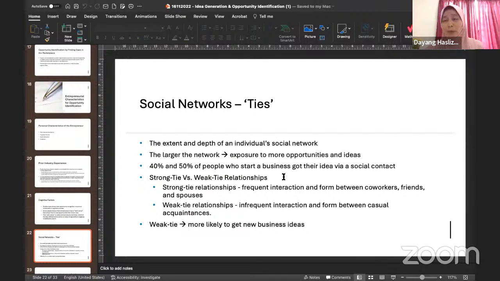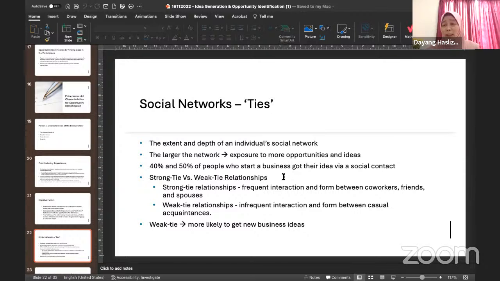The larger your social network, the larger your exposure, and also more ideas and opportunities. From research, from surveys, it's found that 40 to 50% of people who start a new business got their idea from social contact. And this social network can be categorized into two: strong tie relationships and weak ties. Strong tie means there's a lot of interaction, you meet with them often, you communicate with these people often, for example your co-workers who you see every day, your close friends, your family members, your spouse. Weak tie relationships are like acquaintances, casual, those you know casually, and you don't really see them very often.